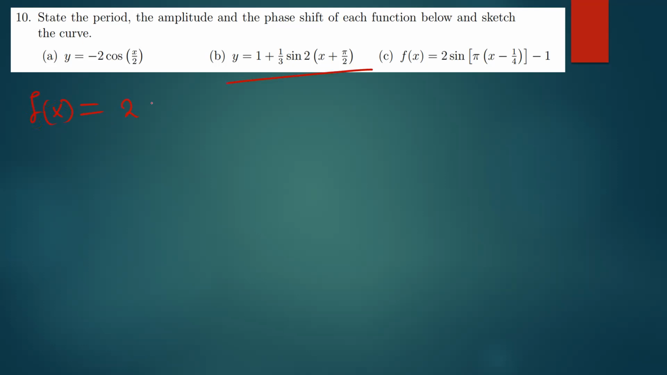So we have 2 sine. You open the brackets. So pi times x, we're getting x pi. Then pi times 1 over 4, we're getting minus pi over 4. So we have this in brackets. Then we have minus 1.